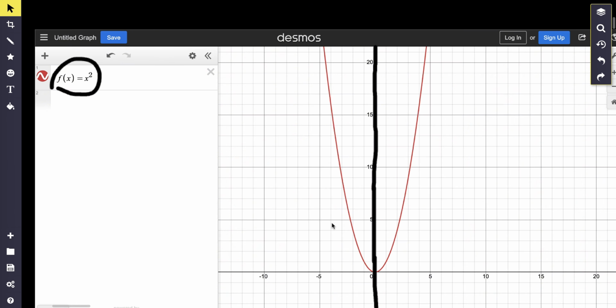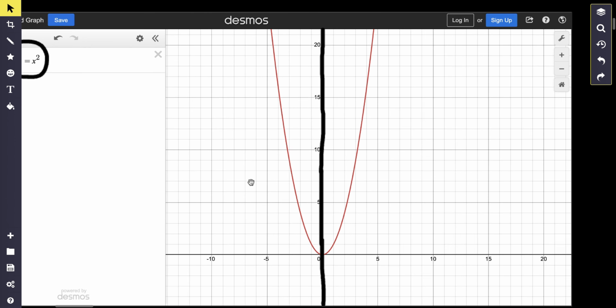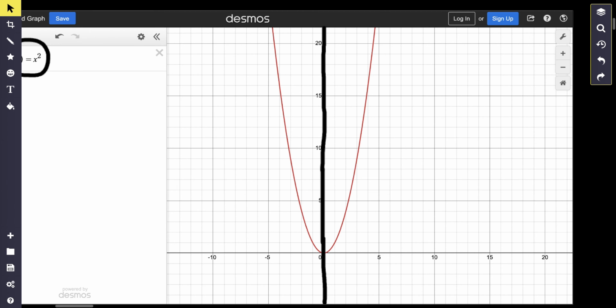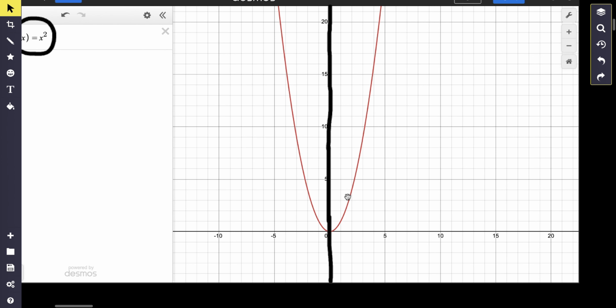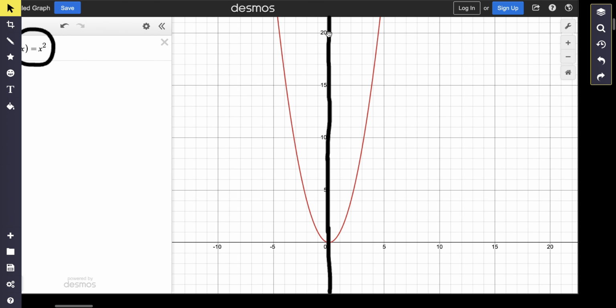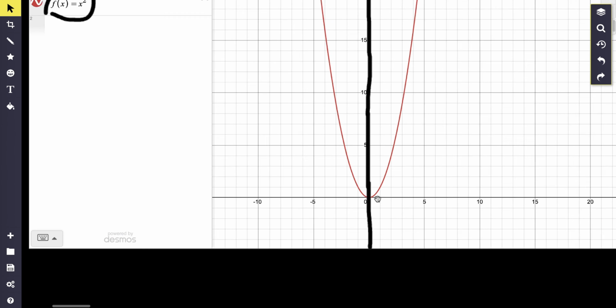Let's say we have the function f of x is equal to x squared. What do you notice about this graph? Right over here, I've drawn the y-axis and highlighted it in black. And what you notice is that if I draw this line in the middle, this function is perfectly symmetrical about this line. So that's what an even function is. It's symmetrical about the y-axis.